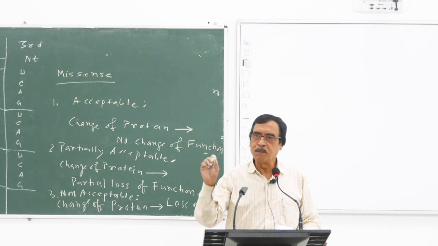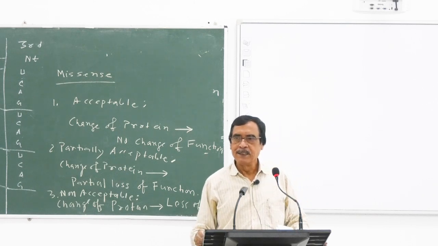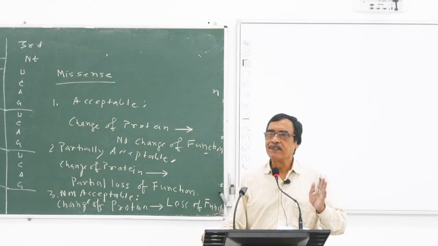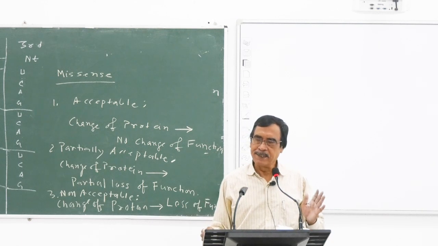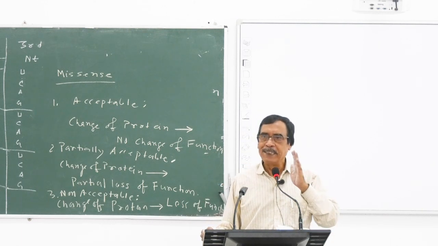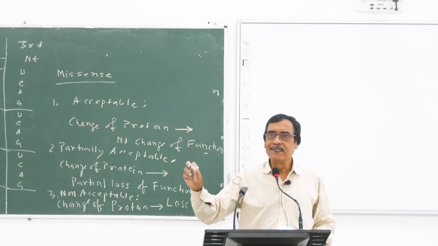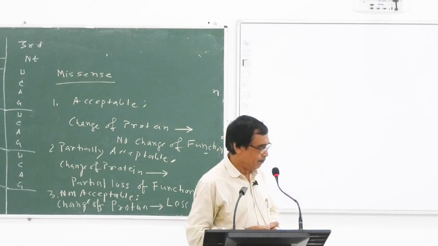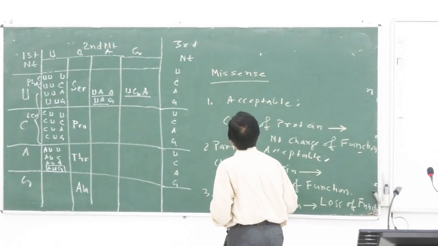And missense mutation are of three types. Acceptable, change of protein, no change of function. Acceptable, change of protein, partial function is lost. Most of the function is retained. Partially acceptable. Change of protein, total loss of function. That is unacceptable. These are the three varieties of the missense mutation.